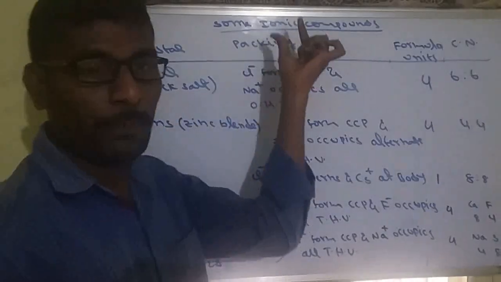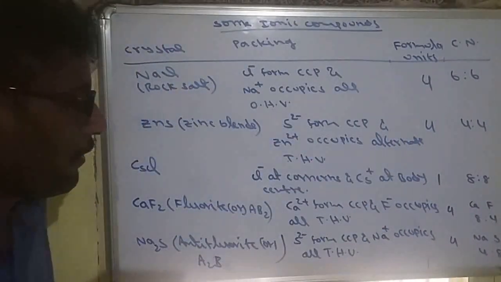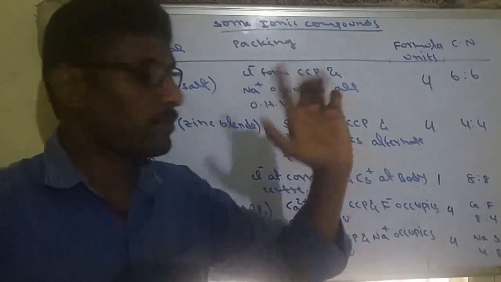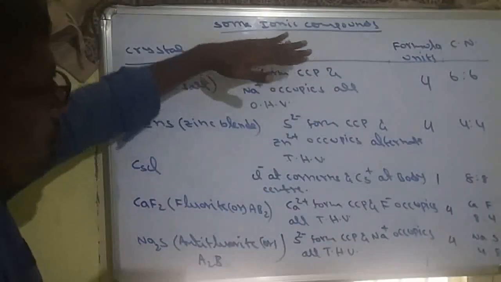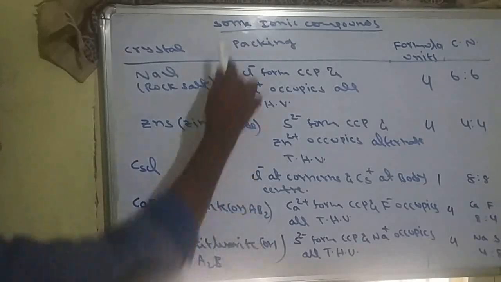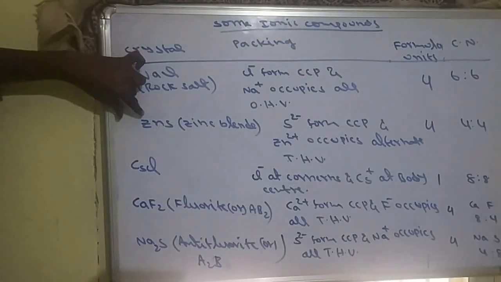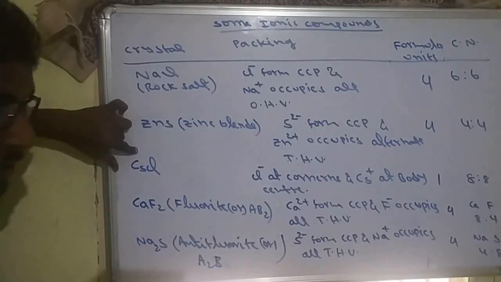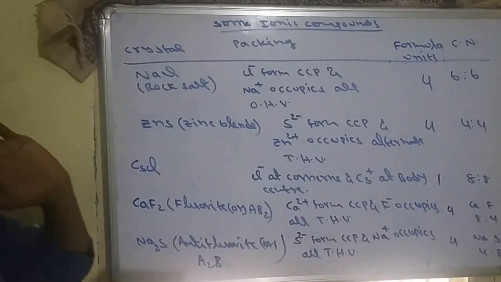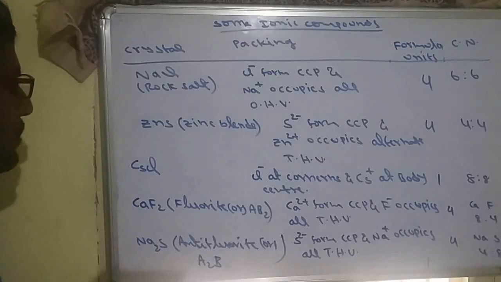So see this one, the important ionic compounds table I have written. Sometimes questions will come from this table also. Some important ionic compounds, examples: NaCl type structure, zinc sulfide structure, CsCl, CaF2, Na2S structures. So 5 types of structures are possible.